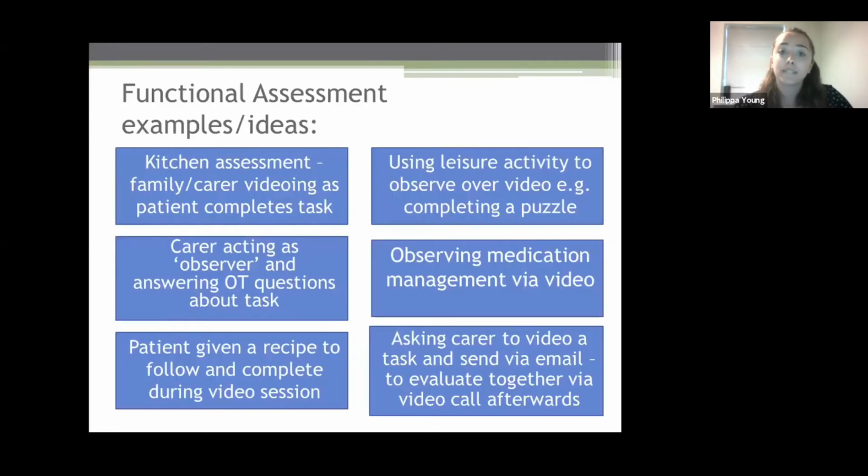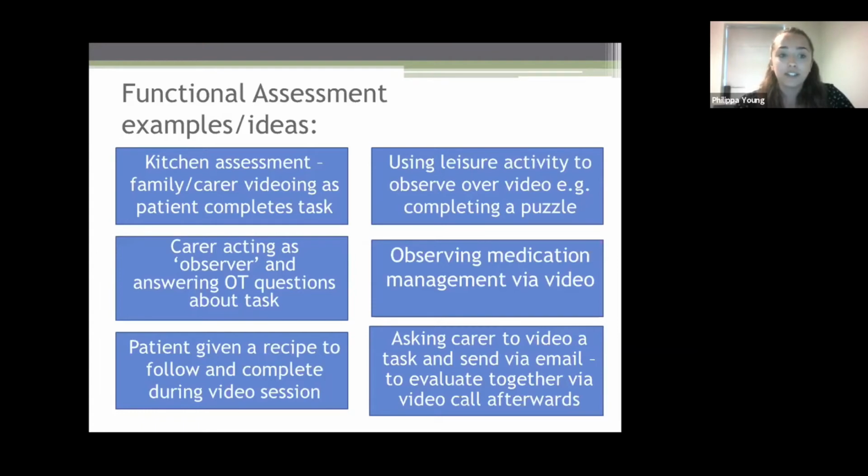So functional assessment ideas and examples. Kitchen tasks can be done via video call quite easily if the carer is present. The carer can video the patient whilst completing the task, and the therapist on the other end can give the appropriate prompts if required. My colleague has started to complete planning sessions prior to their assessments with the patient and carer regarding positioning of the camera, what the task is going to involve, and if there's anything that the carer needs to do specifically.